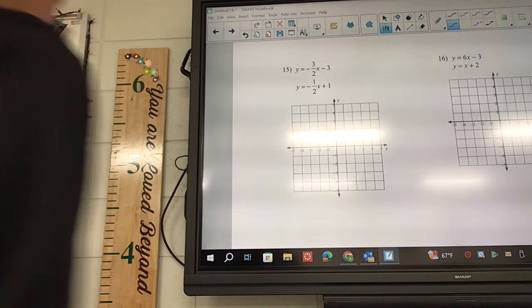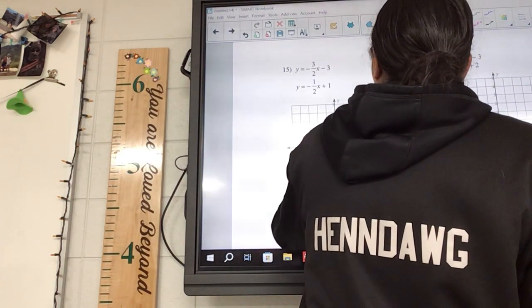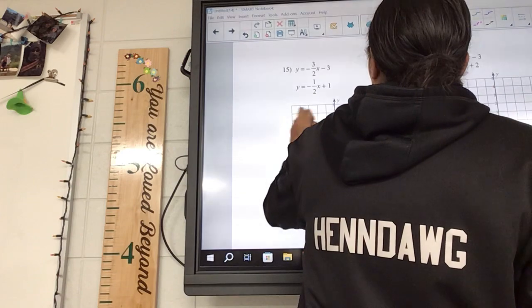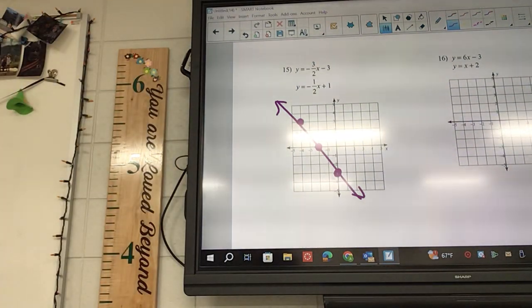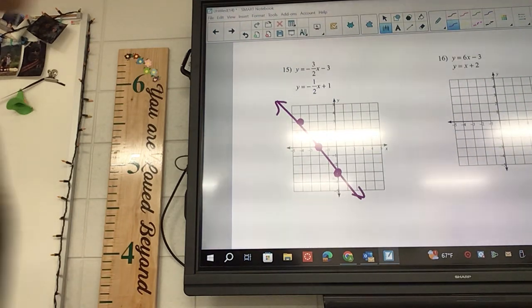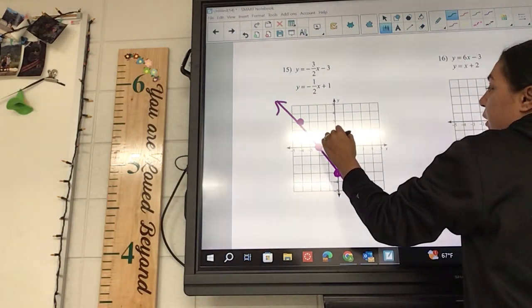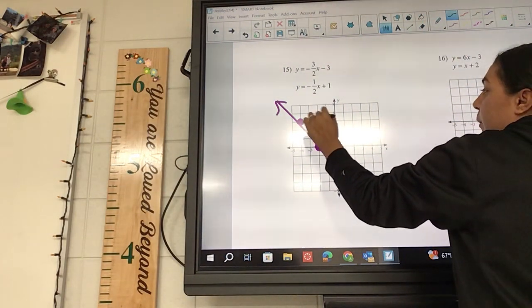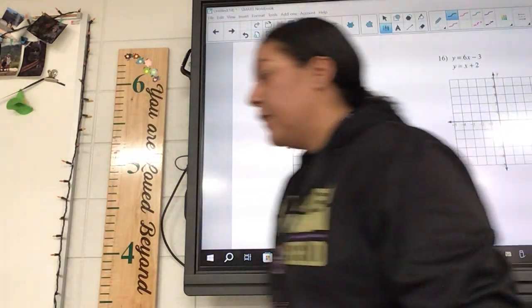Okay, last one, 15. It's going to start at -3, and we're going to go up 3, 1, 2, 3, over 2. Then line 2 is going to start at 1, and we're going to go up 1 over 2. So that one you have to do 3 times this time. They still intersect, but you have to keep going for a minute.